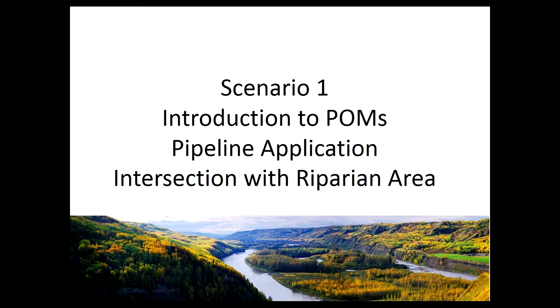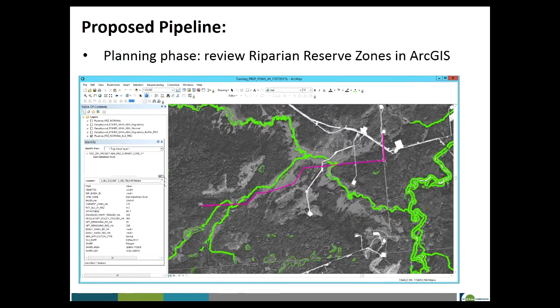Scenario 1 is a very simple introduction to using planning and operational measures. This will be done by reviewing a pipeline application that intersects with a riparian area. In ArcGIS, you can see that the proposed activity overlaps a riparian area. This riparian area is ABA status normal. This means it is a routine application and that the planning and operational measures for riparian areas would apply.